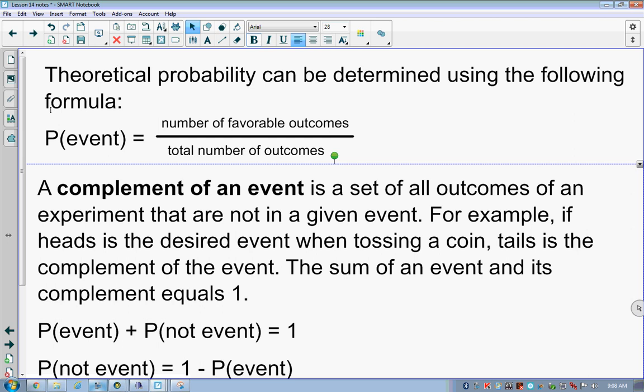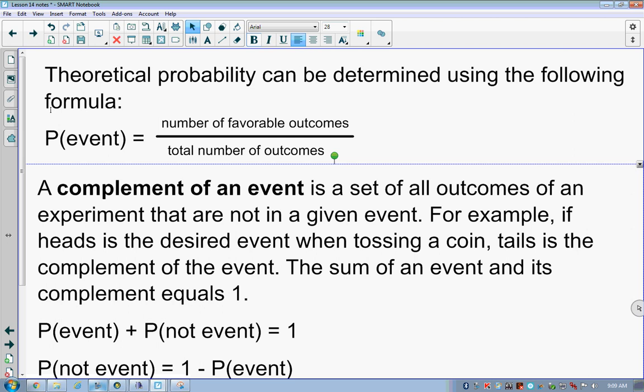All right, a complement of an event. Although complement sounds like a nice thing, it actually means the opposite of what it is that you want, which, when we think about it that way, is not a nice thing. So a complement of an event is a set of all outcomes of an experiment that are not in a given event. For example, if heads is the desired event when tossing a coin, tails is the complement of that event. It's the other thing that could happen, the thing that we're not looking for.